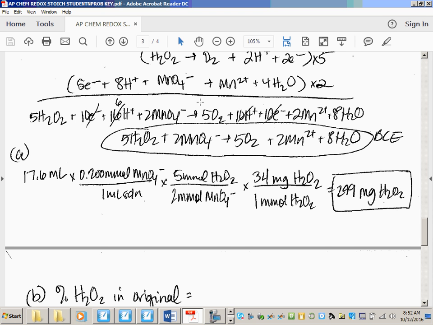Avery, did you get this? Is that where it is? Yeah. So the molar mass of hydrogen peroxide being 34. And I went with millis all the way.